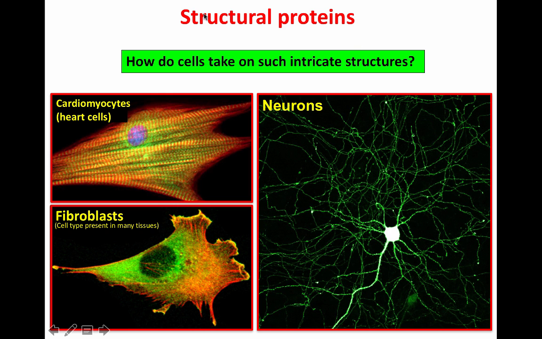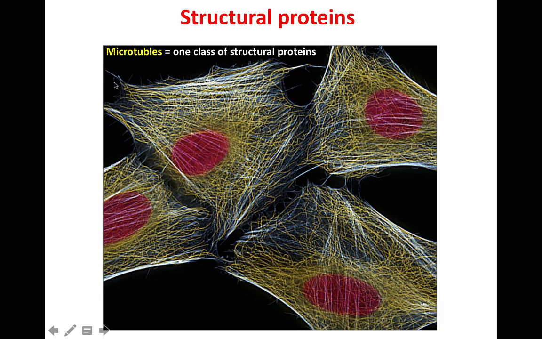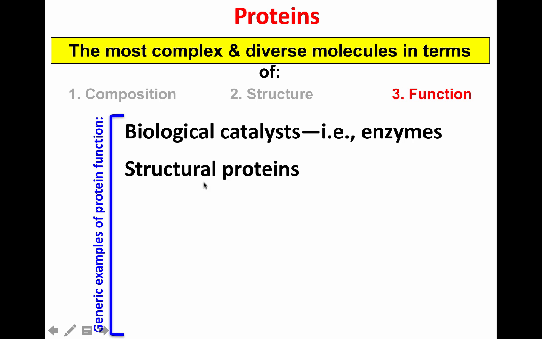And the answer is that there are structural proteins that function to give cells their structures. For example, we're going to talk about proteins called microtubules, which are one class of structural proteins, shown here in yellow, and they play critical roles in giving cells their specific shape or structure. Okay, so some proteins function as structural proteins.